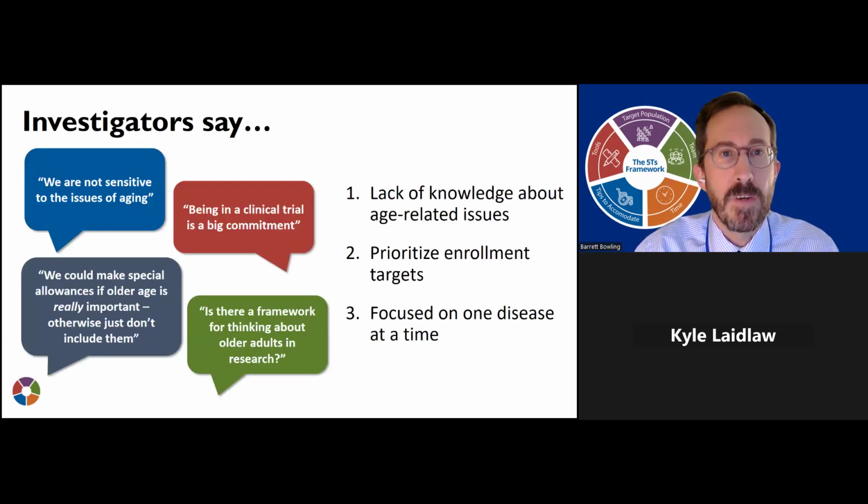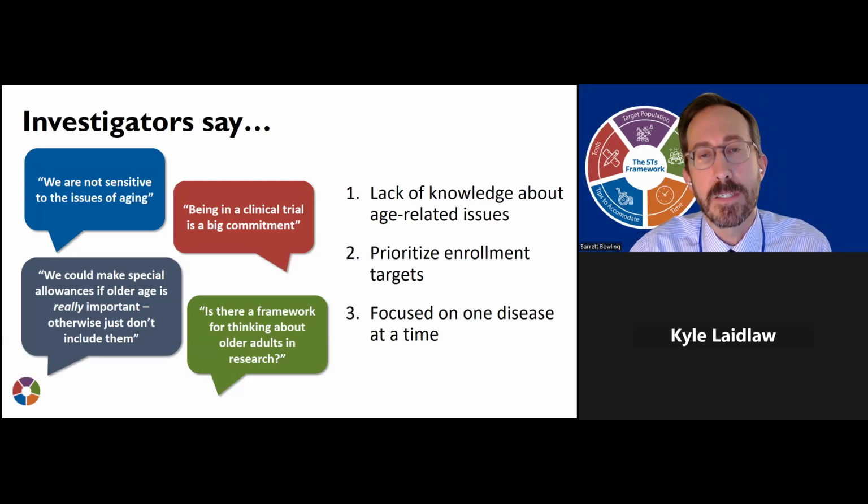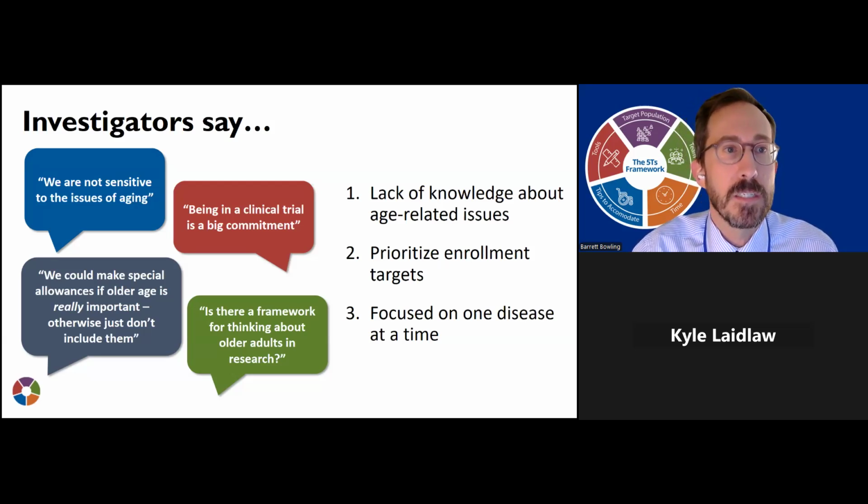In talking to investigators who were outside of geriatrics and aging research, but doing research that was relevant to older adults, so cardiovascular disease, cancer, diabetes type trials, we heard things like, we're not sensitive to the issues of aging, or being in a clinical trial is a big commitment, really implying that older adults may not be up to that commitment. We could make special allowances if older age is really important. Otherwise, just don't include them.